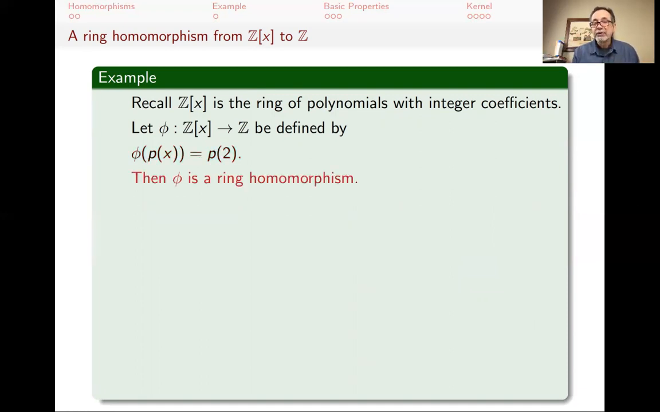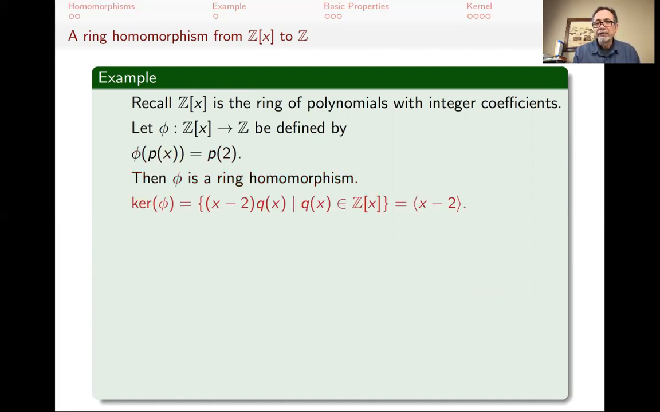Okay, this is a ring homomorphism. And the reason for that is that if you take two polynomials and add them and then plug in 2, that's the same as if you had plugged in 2 first and then added them. And the same with multiplication. P(2) times Q(2) is the same as P(x) times Q(x) evaluated at 2. And so that makes it a ring homomorphism.